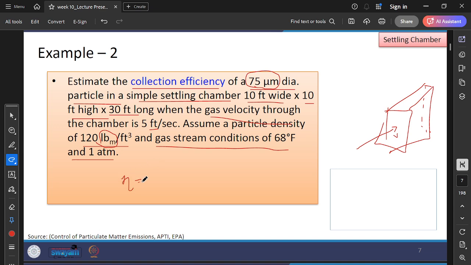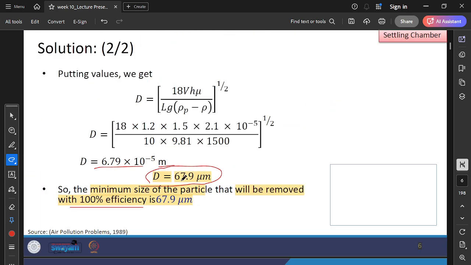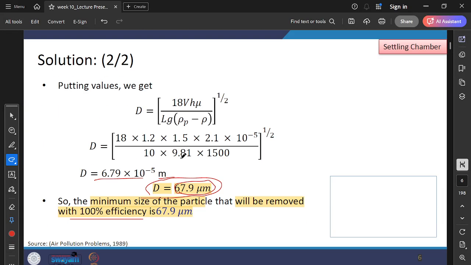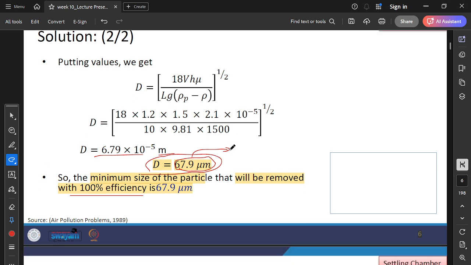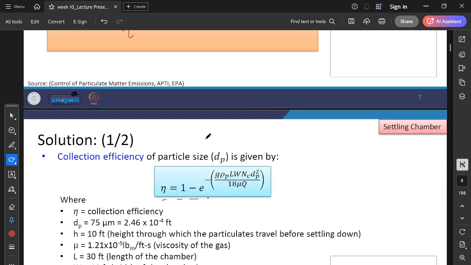So there is a formula for efficiency, eta. The formula is 1 minus e power minus g rho p L W Nc dp square by 18 mu Q. If I apply the same for 67.9 in the earlier problem with all this condition, I will get the efficiency. What will be the efficiency? 100% it will come. Or if I take any diameter greater than this, I'll surely get 100% efficiency. Here they are asking what will be the efficiency of the collection for the given diameter of the particle, that is 75 micrometer. So efficiency formula is this.